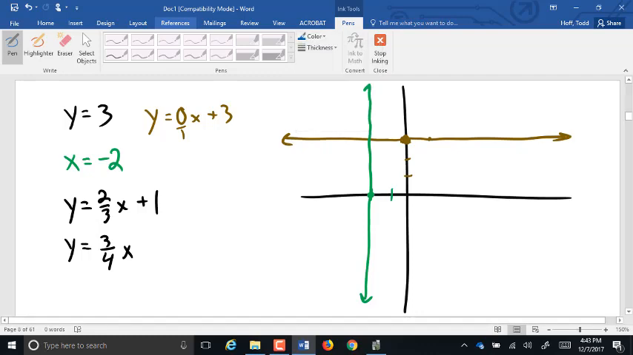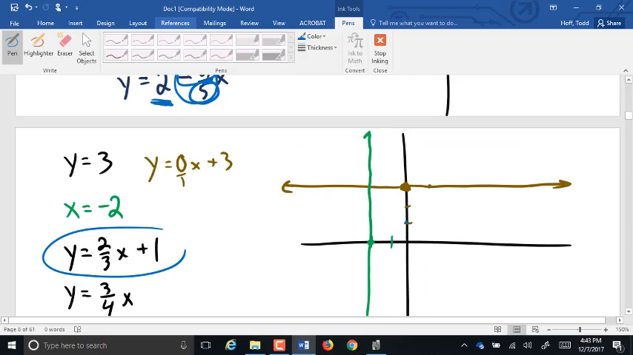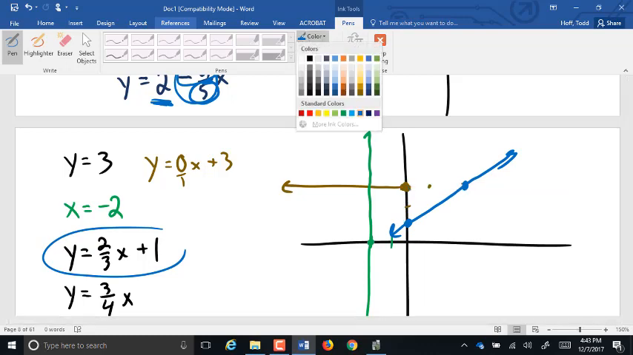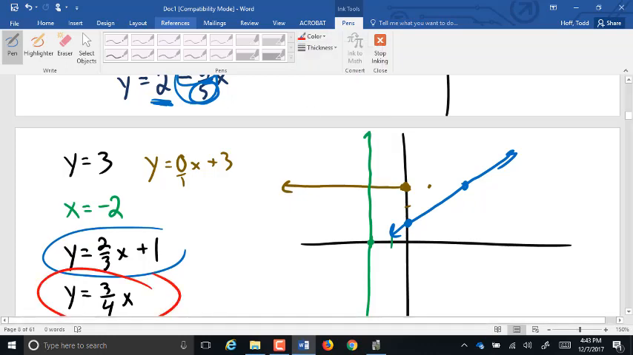So to graph this top one here, you would start at 1, you'd go up 2 over 3. Our line goes through those points. To graph this bottom one here, you would start at 0. Think of that as plus 0. And we would go up 3 over 4. Our line goes through there.